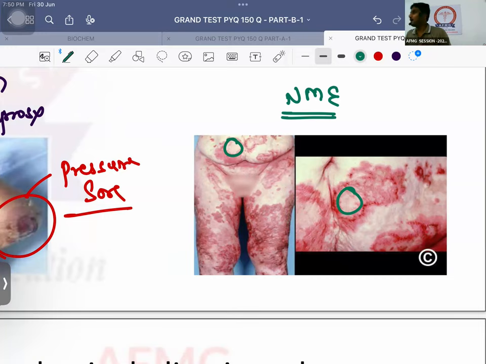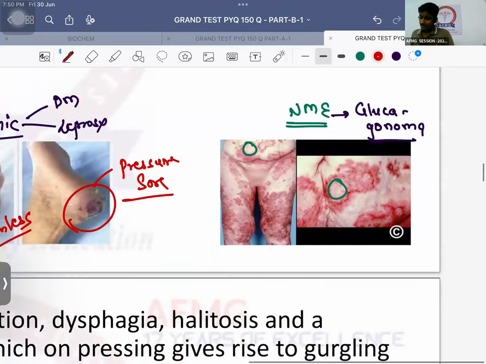So, necrolytic migratory erythema is associated with which pancreatic tumor? Shabash. It is associated with glucagonoma. This was a previous question, asked twice in FMG.